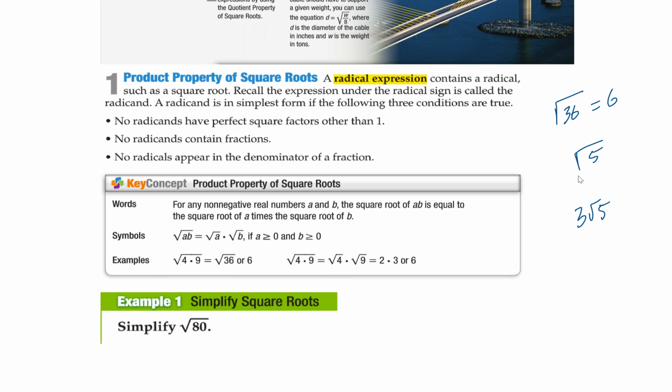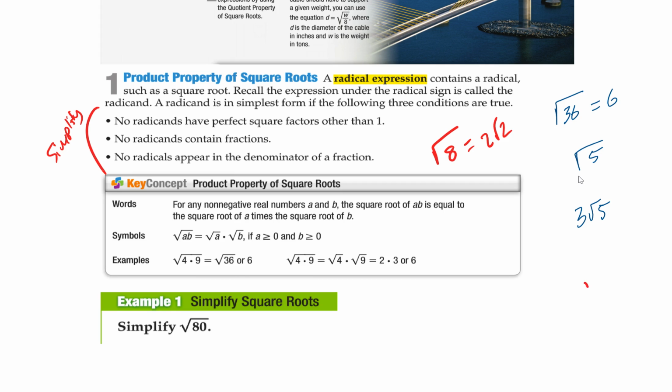Here are some general rules about radicals. When we simplify radicals, there are some general rules we follow. No radical can have perfect square factors other than 1. All that means is you're not going to leave it radical 36. You have to break it down. You can't leave it radical 8, because you can actually break down radical 8. We're going to talk about that. You're going to get 2 rad 2. So that's all that means. You want to simplify if you can.